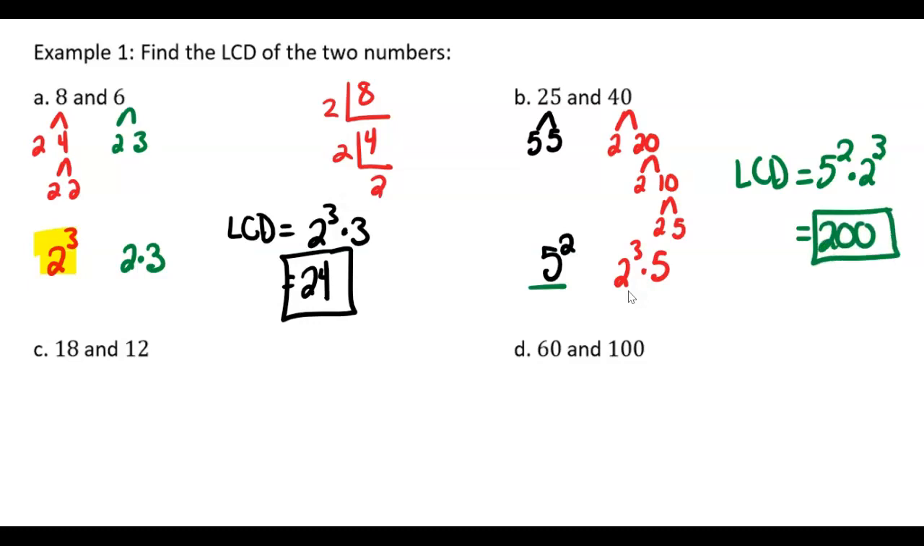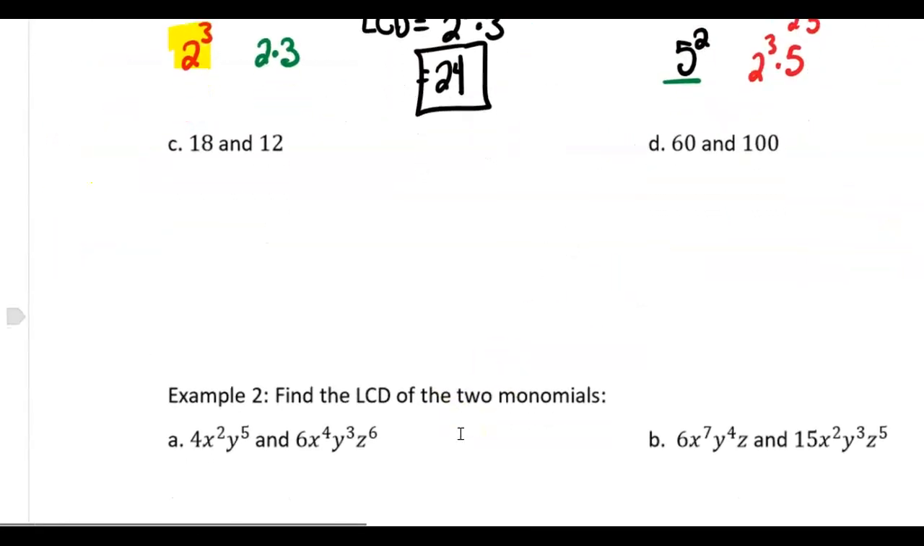So if we were adding a fraction and the denominators, the bottom numbers, were 25 and 40, then the lowest common denominator would have to be 200. Okay, let's try it again. So 18 is 2 times 9. 9 is 3 times 3. Okay, so I have 2 times 3 squared.